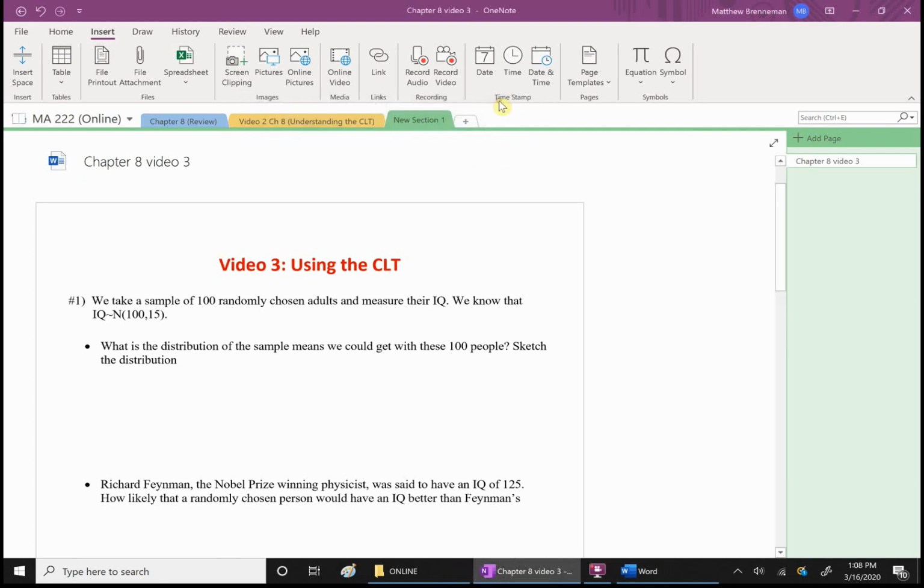Now we know what the central limit theorem is, and we understand what it says, so we want to use the central limit theorem now. Remember, one of the themes of this course is how do we make decisions using data? And so we're going to use the central limit theorem to tell us how likely it is that something occurs. And that's how we're going to use the data to help us make decisions.